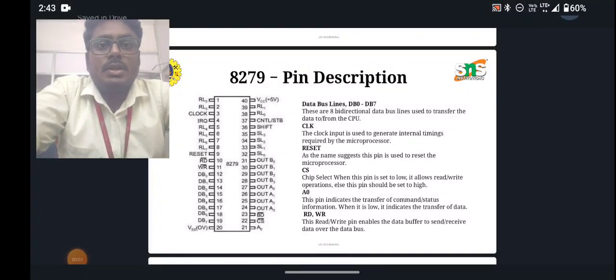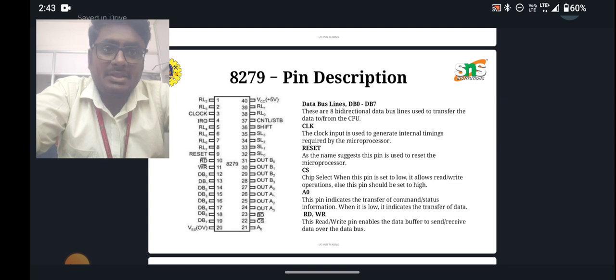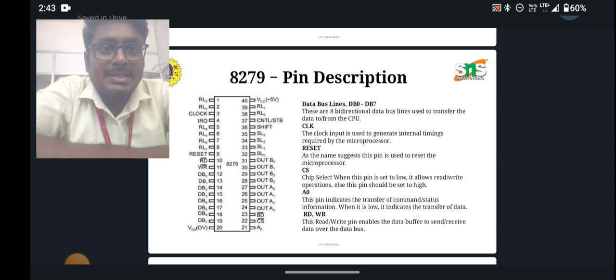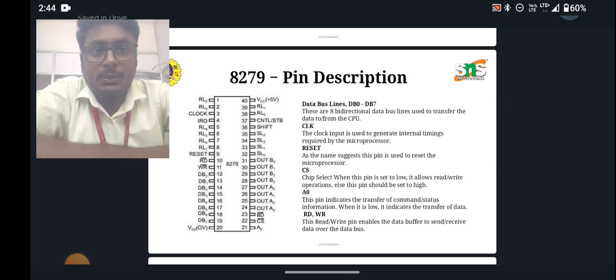In the previous class, we discussed the topic of 8051 keyboard and interface in microprocessor. Now we will discuss the 8279 pin description, which consists of 40 pins. Data bus lines, that is DB0 to DB7, are 8 bidirectional data bus lines used to transfer data to and from the CPU, whereas the CLK, the clock input, is used to generate internal timings required by the microprocessor.